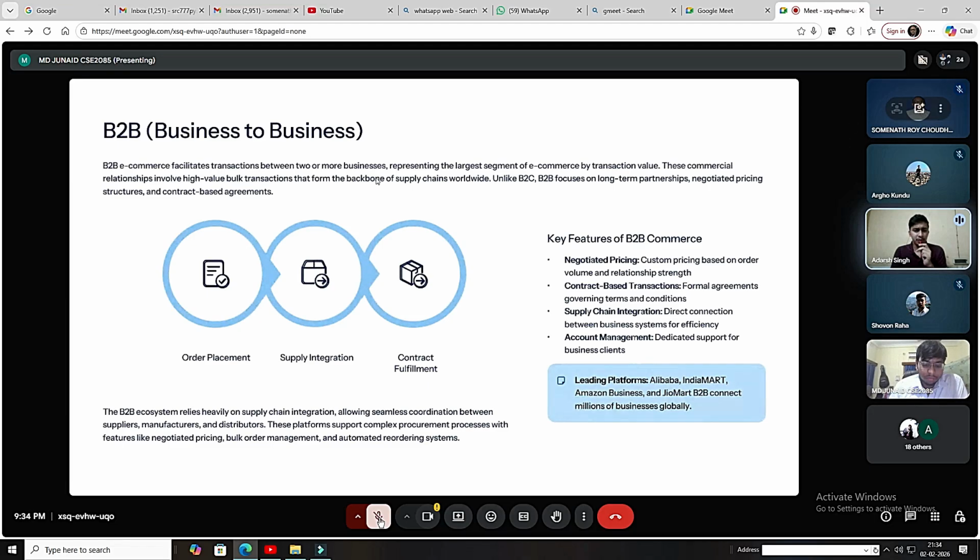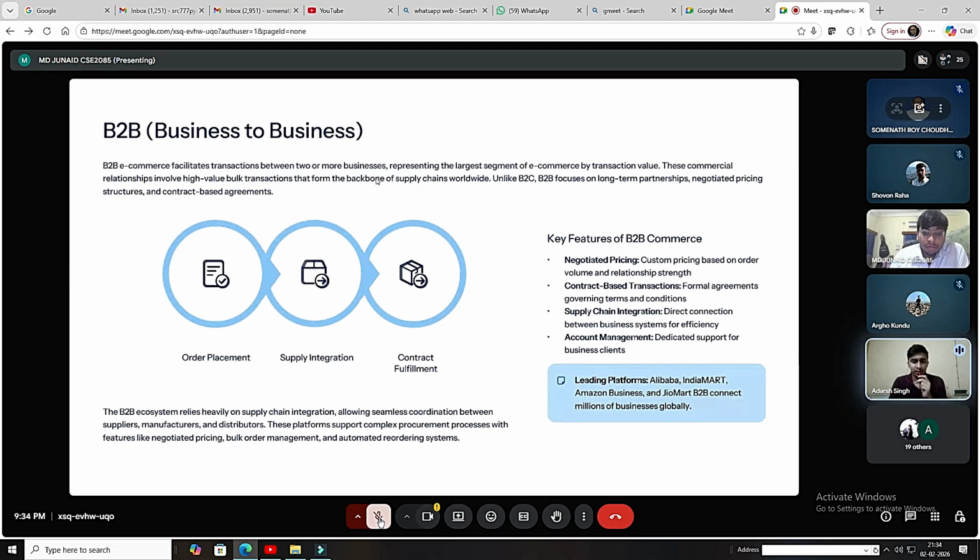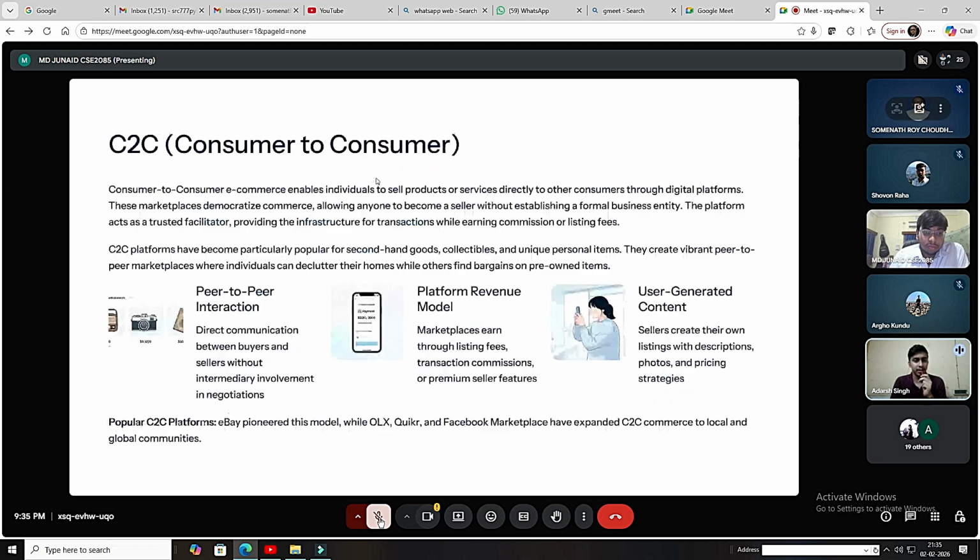Unlike B2C, B2B focuses on long-term relationships, negotiated pricing, and contract-based agreements instead of one-time retail sales. These platforms help businesses to place large orders, manage contracts, and ensure proper fulfillment. B2B systems are also closely integrated with supply chains, allowing smooth coordination between suppliers, manufacturers, and distributors through automated ordering, bulk management, and reordering processes. Thank you, sir. The next slide will be presented by Ayush Raj.